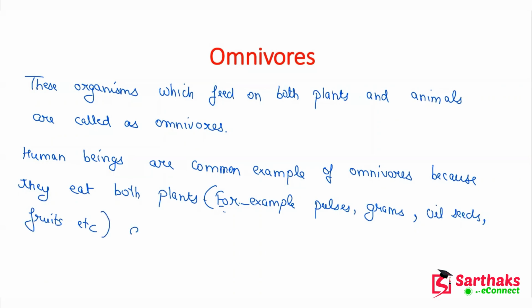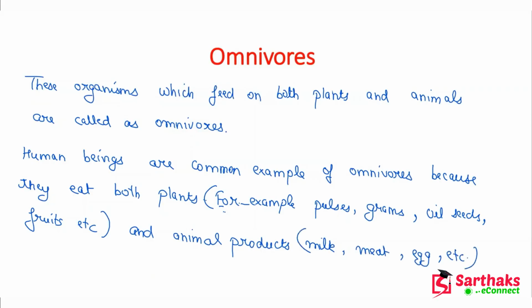And if we talk about the animal products that we take as food, they are milk, meat, egg, etc. So these are the animal products that we consume. So we consume both plants and animal products. That's why we are called omnivores.